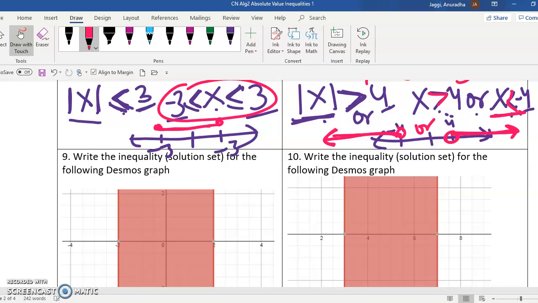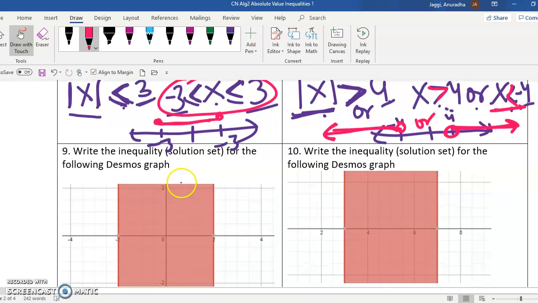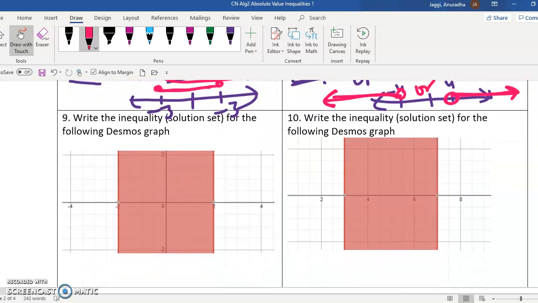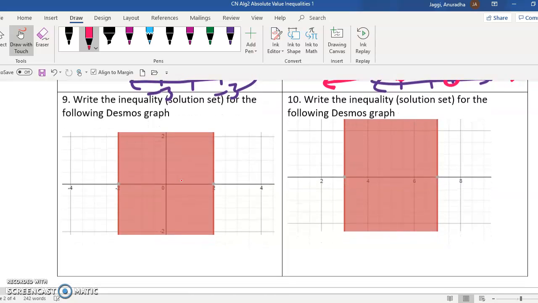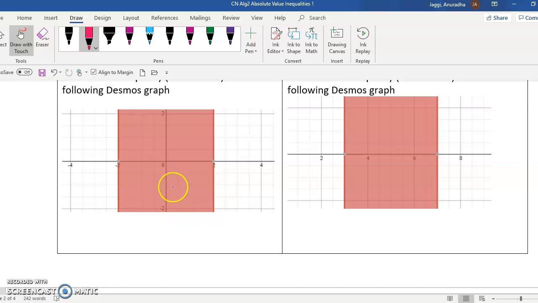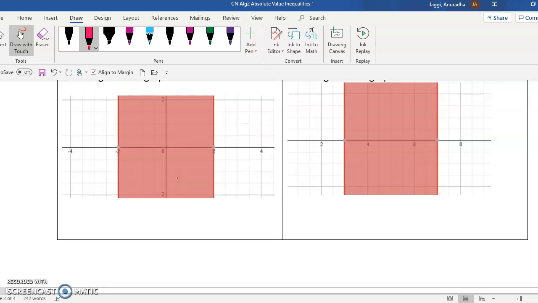Now we are going to see how to use Desmos to solve absolute value inequalities. But before that, it's important to recognize how to write the inequality when we see a graph like that. If we type in some inequality in Desmos and see a graph like that, let's learn how to read it. Read these numbers through which the end lines are passing.